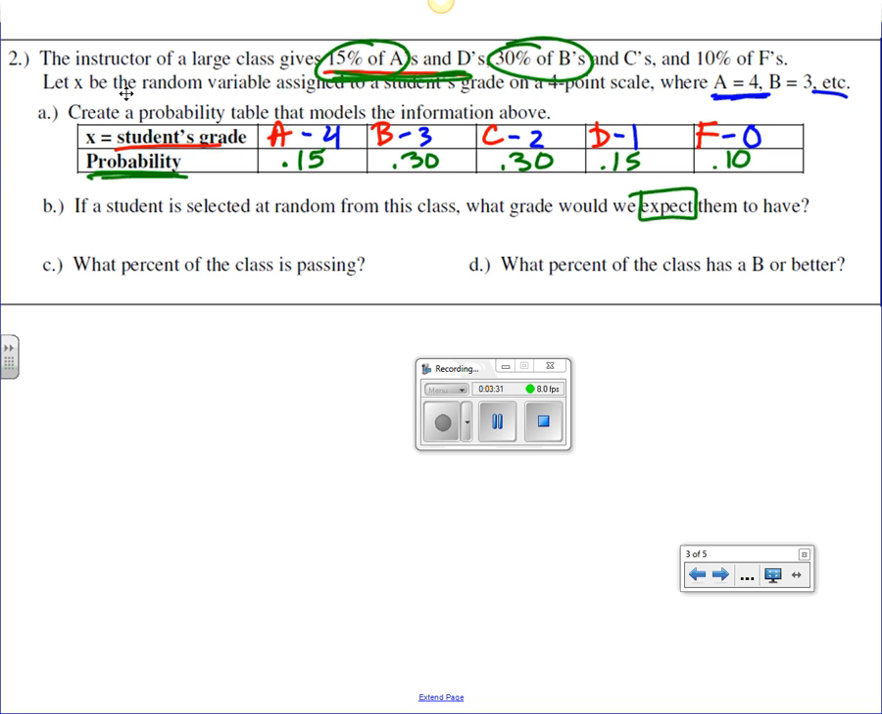You take these two numbers and you multiply them. So you do 4 times 0.15. You multiply 4 times 0.15 plus 3 times 0.30 plus 2 times, what do you think? 0.30 plus, what do you think comes next? 1 times 0.15. And then what's 0 times 0.10? Just 0. Okay? And you have to type all that in your calculator.